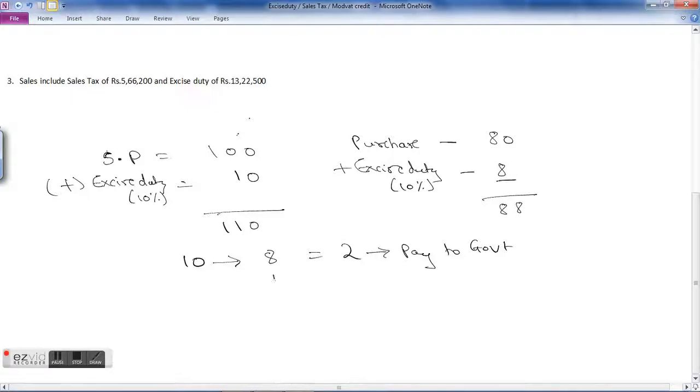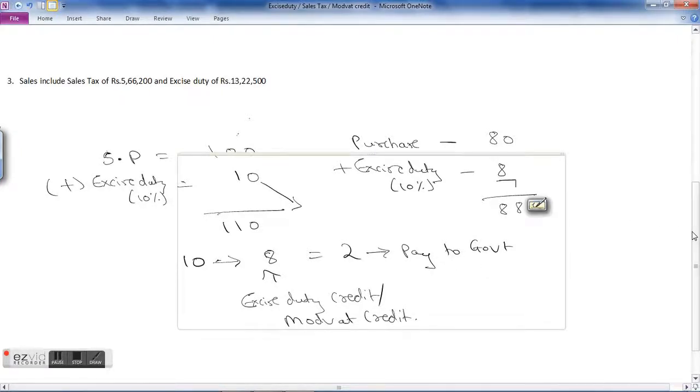Now this 8 rupees which you have paid on purchase of goods is your excise duty credit, or you may also call it MODVAT credit. So this excise duty and sales tax should not be part of your sales and purchases. They are as such your liabilities. You are collecting this 10 rupees from the customer and giving it to the government, but since you have already paid 8 rupees as excise duty on purchases, you will get a credit of 8 rupees and pay the net amount to the government.